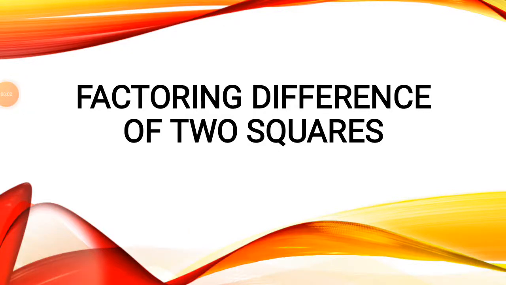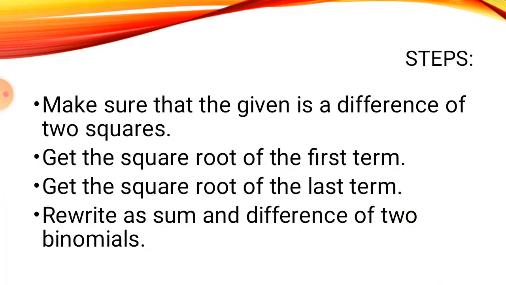So for today we're going to have this factoring difference of two squares. So these are the steps. Number 1, make sure that the given is a difference of two squares. Number 2, get the square root of the first term. Next, get the square root of the last term. Then write a sum and difference of two binomials.